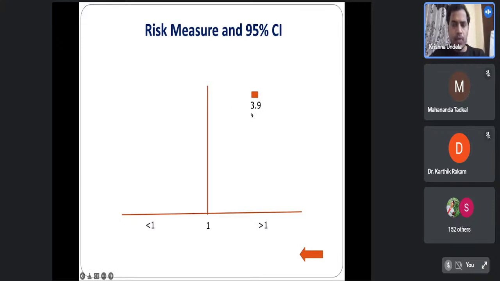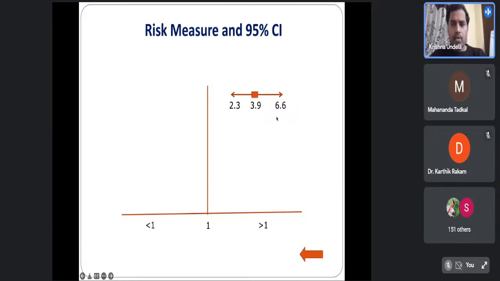Along with that, we have the confidence interval. It is very important to have this confidence interval to get more information. We got 3.9, that is more than 1, that's okay. But what about the significance? Whatever value we got here, is it significant or not? That's what we understand from the confidence interval. There are two values: a lower limit, which is always less than this value, and an upper limit, which is always more than this value. They will be on both sides of the relative risk, hazard ratio, or odds ratio.